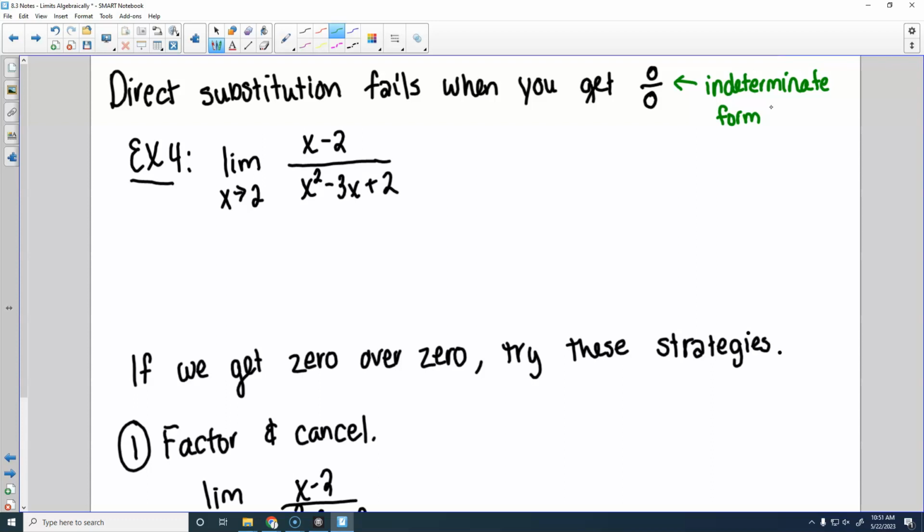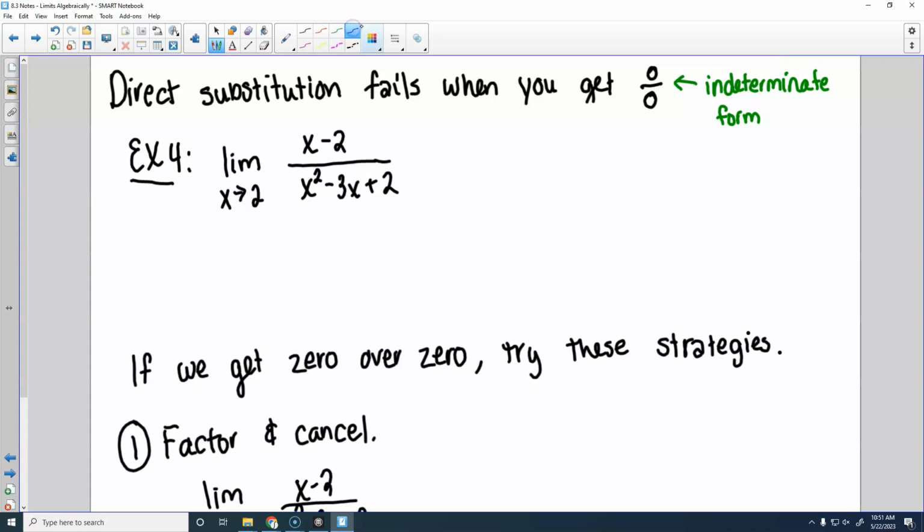Okay? It does not necessarily tell you that the limit does not exist. It only tells you that you can't tell at this point. Okay? So it's different than getting 1 over 0 or 7 over 0 or 28 over 0, right? Those all mean that you do not have a limit at that point, probably because of a vertical asymptote, but not always. 0 over 0, you may still have a limit that exists.